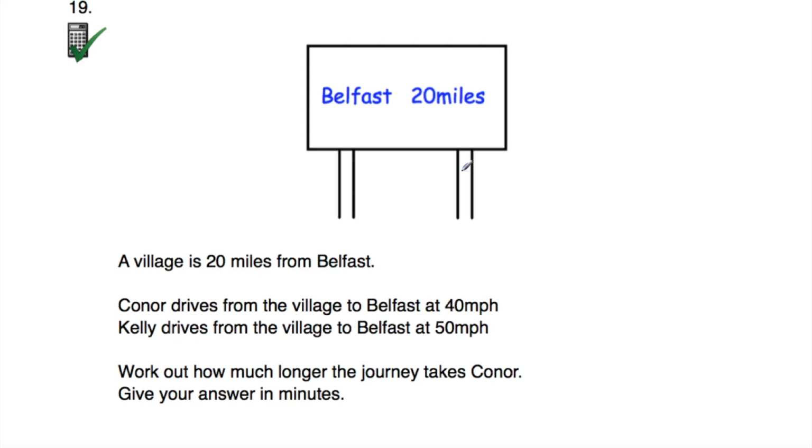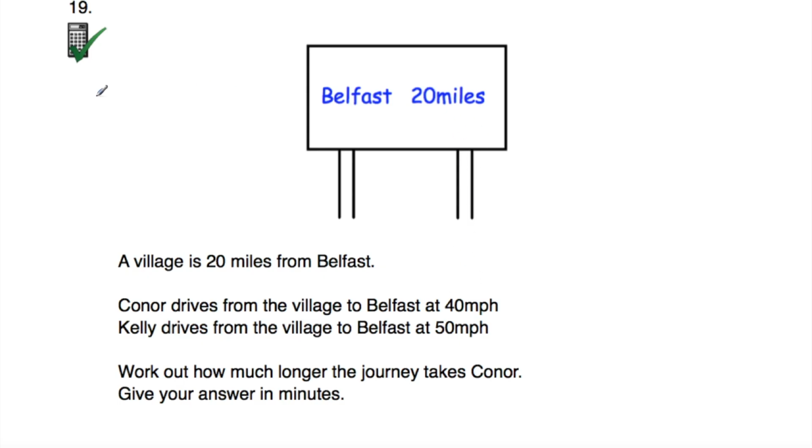To find how long it's going to take, we'll take the distance and divide it by the speed. For instance, you can actually look at this and say, well, if Connor's driving at 40 miles per hour, to drive 20 miles, that'll take half an hour because in a full hour, he can drive 40 miles. So in 30 minutes, he can drive 20 miles. So I've actually been able to spot that one straight away. It's going to take him 30 minutes to get to Belfast.